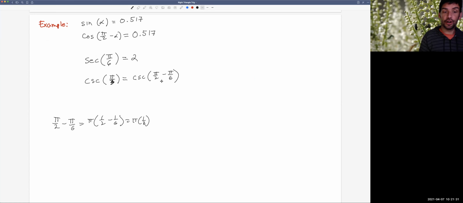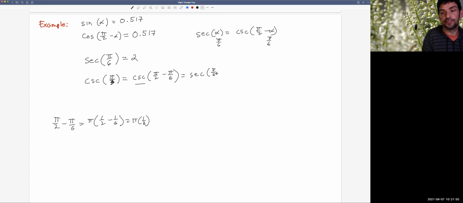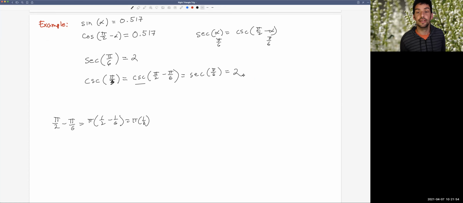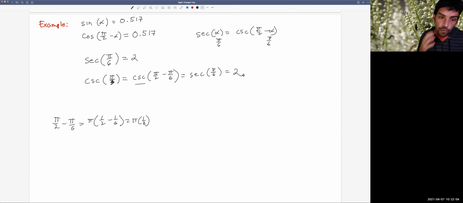And then we know from our cofunction identities that the secant of alpha is equal to the cosecant of pi over 2 minus alpha. So in this case, alpha is pi over 6. So this has to be equal to secant pi over 6. So that also has to be equal to 2. And so we get that computation. This one we can get from the unit circle, but it's just an idea of how these things can be used. Okay, almost done.